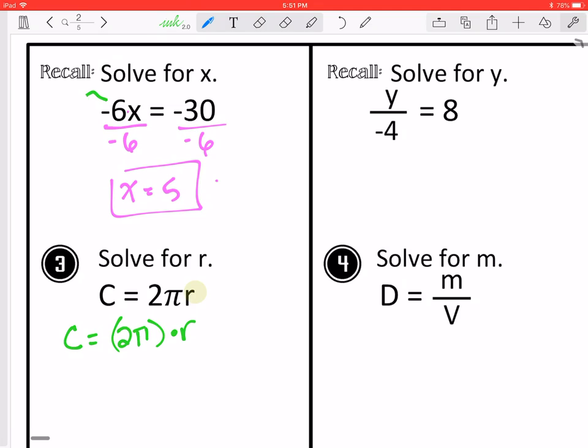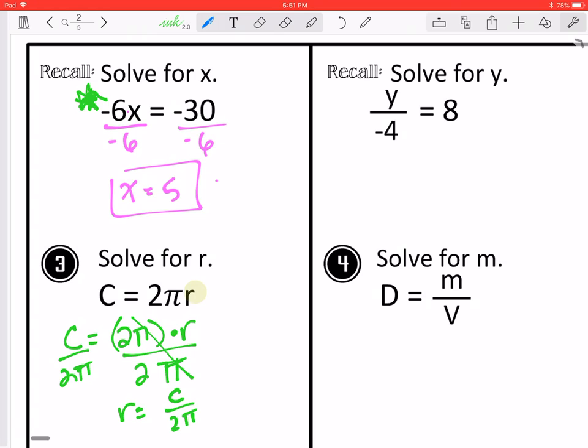times r. Well, just like we did up here with this equation up here, we want to divide by the coefficient with r. The coefficient with r is 2 pi. So we're going to divide each side by 2 pi. The 2 pi's there cancel out. And so r is going to be equal to c over 2 pi.